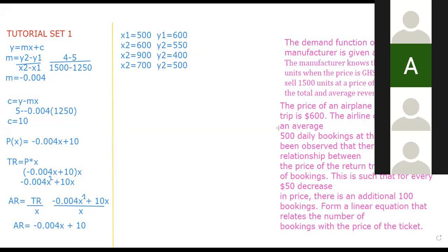So we have to form a linear equation that relates the number of bookings with the price of the ticket. So Y is equal to MX plus C. So we find our M. M is equal to Y2 minus Y1 all over X2 minus X1.